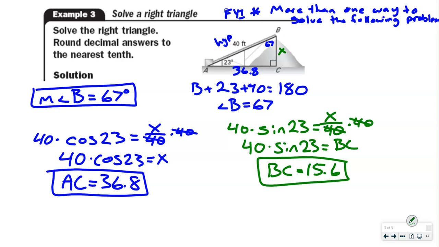So lots of different ways we could have gone about finding all of our values. But in the end, we will still get 23 and 67 for our two acute angles, 36.8 for AC and 15.6 for BC.